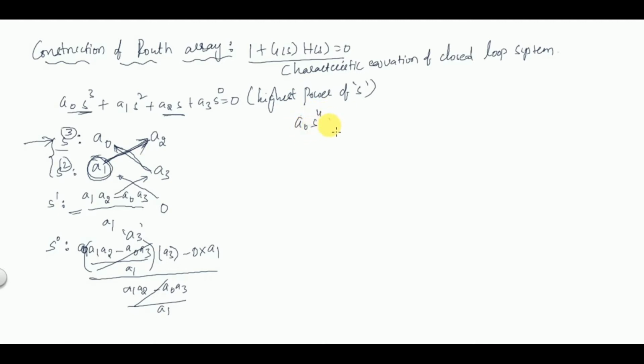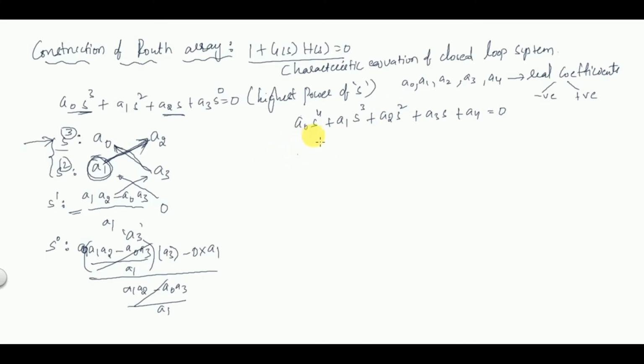a0 s to the power of 4 plus a1 s cube plus a2 s square plus a3 s plus a4 is equal to 0. These a0, a1, a2, a3, a4 are real coefficients. They may be either negative or positive, but they should be real in nature.